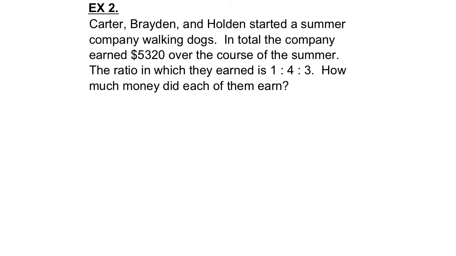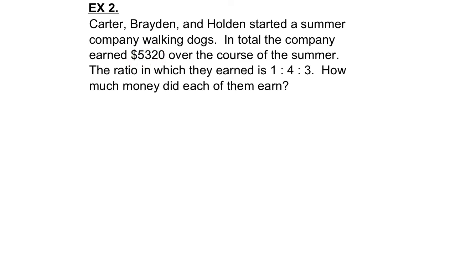Unless it's otherwise stated, assume that the ratio is in the same order as the names are listed. So Carter had 1 share of the money, Braden had 4 shares of the money, and Holden had 3 shares of the money. We're told the total amount of money, though. So the total would be the total number of shares. So how many shares do we have? Well, 1 share for Carter, plus 4 shares for Braden, plus 3 shares for Holden. That's 8 shares total.